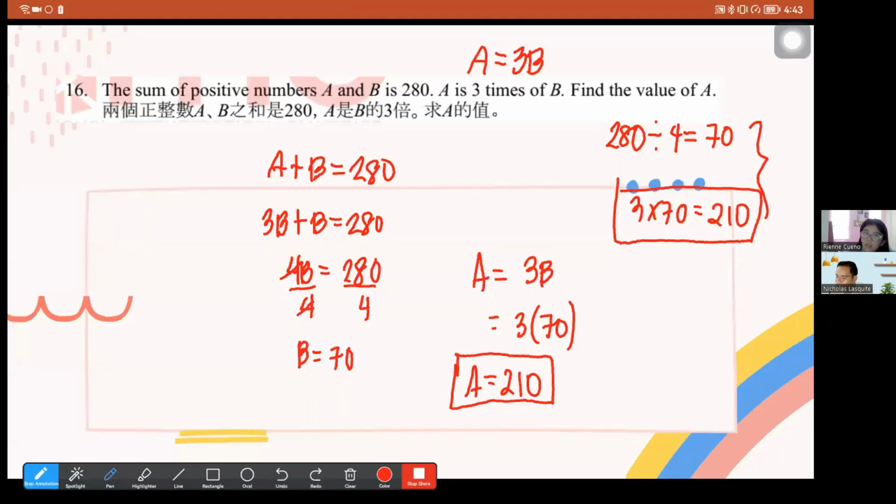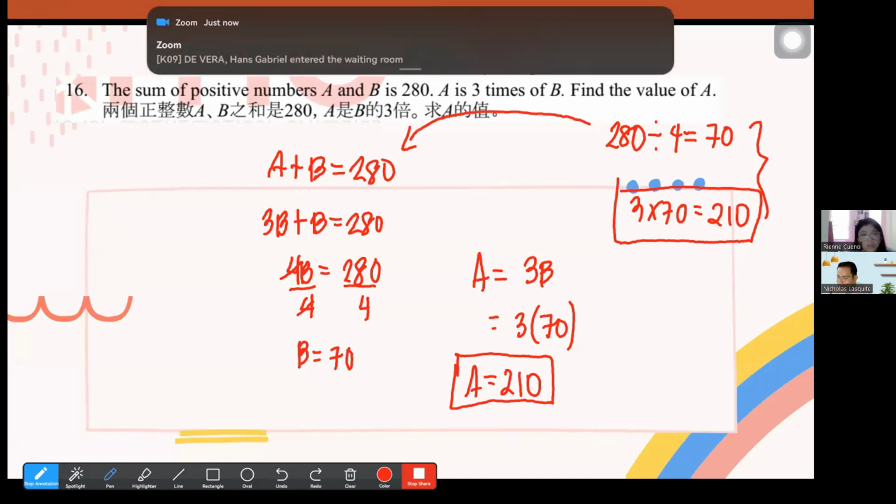So I'll just repeat that again. Based on my tutees, what they do is just 280 divided by 4, you get 70. Then since A is 3 times B, so 3 times 70, you get 210. So why is this solution here? It's because of the next solution that I will tell you.